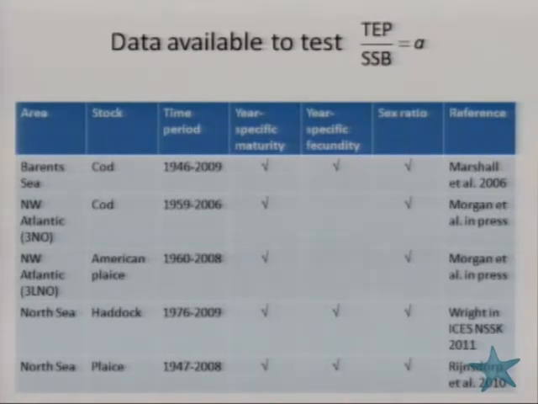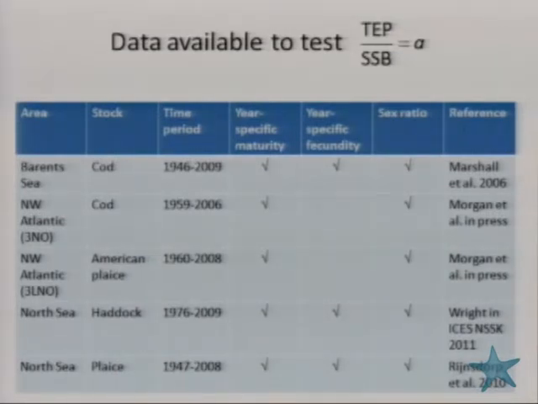And largely as the result of scientists who are engaged with FRESH, we now have some lovely, highly resolved TEP time series that we can bring to bear on this question. So we have these long time series of TEP, plus we've got the time series of SSB from the conventional assessment reports. And the stocks that you're going to see in this presentation include Barents Sea cod, 3NO cod, 3LNO American plaice, North Sea haddock, and North Sea plaice.